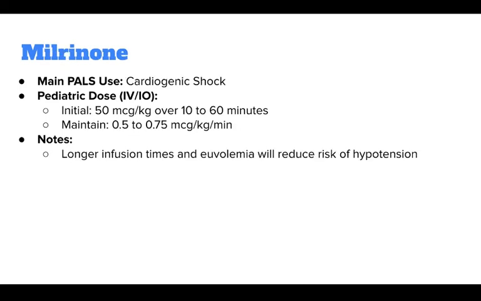Milrinone is mainly used in PALS for cardiogenic shock. The pediatric initial dose is 50 micrograms per kilogram over 10 to 60 minutes and maintained with 0.5 to 0.75 micrograms per kilogram per minute. Some notes: longer infusion times and euvolemia will reduce the risk of hypotension.